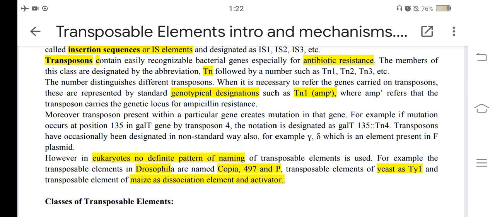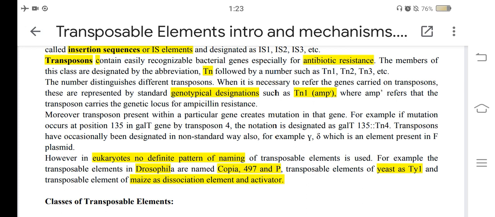These are represented by standard genotypic designations such as Tn1 ampR, where ampR indicates that the transposon carries the genetic locus for ampicillin resistance. Moreover, a transposon present within a particular gene creates a mutation in that gene. For example, if a mutation occurs at position 135 in the galT gene by transposon 4, the notation is designated as galT135::Tn4.